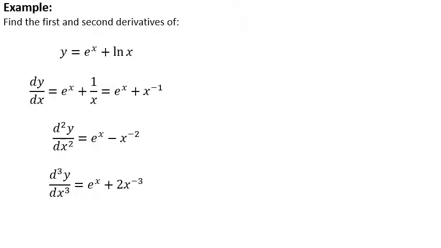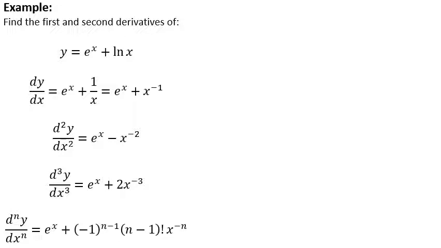In fact, you can do this as many times as you like, and eventually you might even start spotting a pattern. So the e to the x term will of course always remain e to the x, but the power of x is going to continually decrease as we go along, x to the minus 1, x to the minus 2, x to the minus 3, and the number in front of x goes from positive 1 to negative 1 to positive 2, and so on.